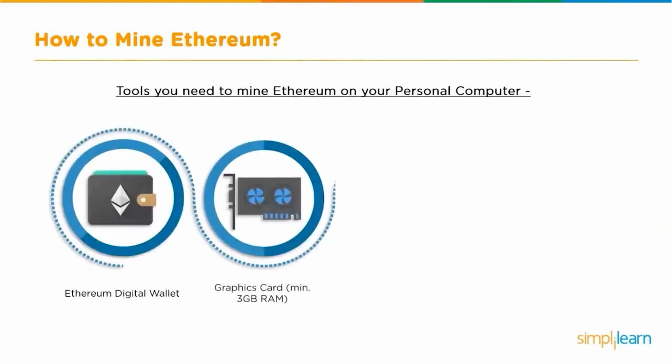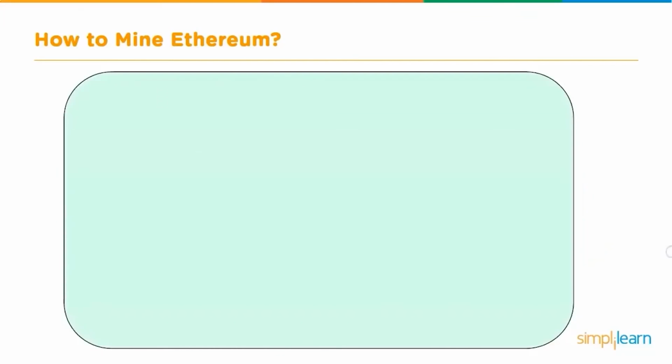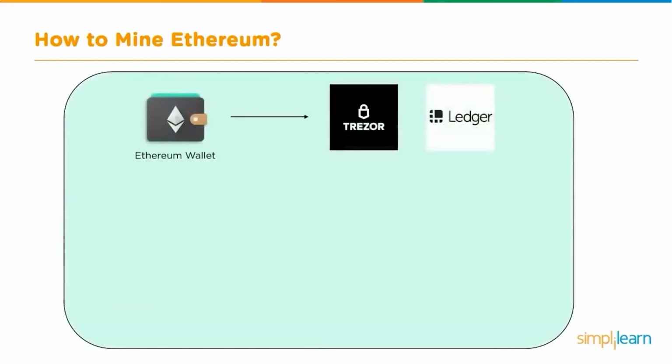Tools you will need to be an efficient miner for Ethereum on your personal computer are an Ethereum wallet to store all your currency earned, GPU drivers or graphics card with a minimum of 3 GB RAM, a mining software suitable according to your hardware like GPU, and a compatible operating system, Windows 7 or 10 with 64-bit. Before getting started with mining Ethereum, you need to create an Ethereum wallet to store all your Ether. Trezor Model T and Ledger Nano are the most reliable and secure wallets in the market of cryptocurrency.